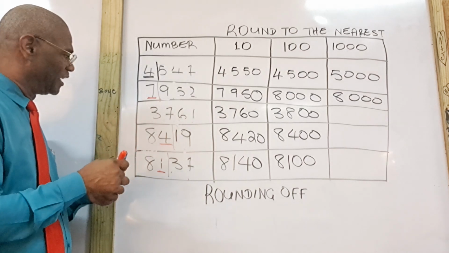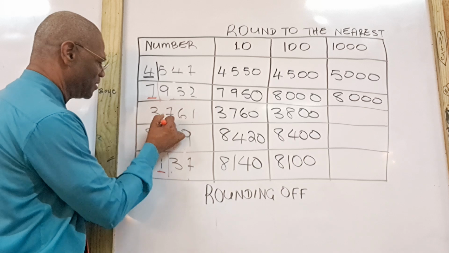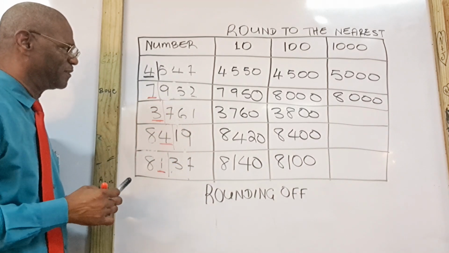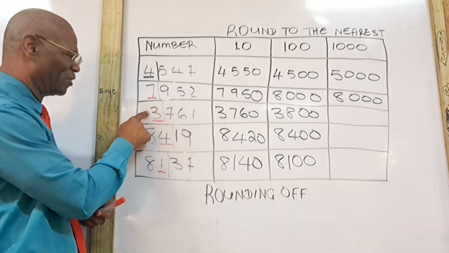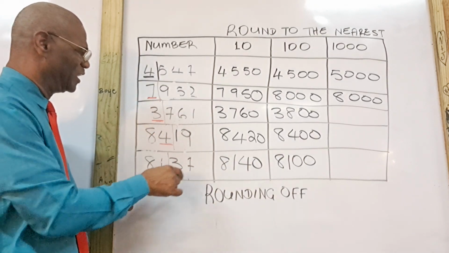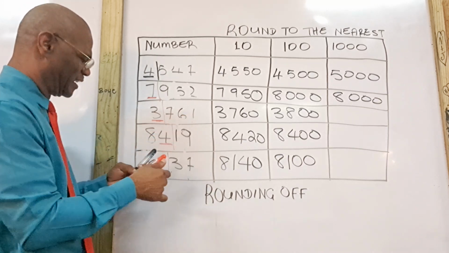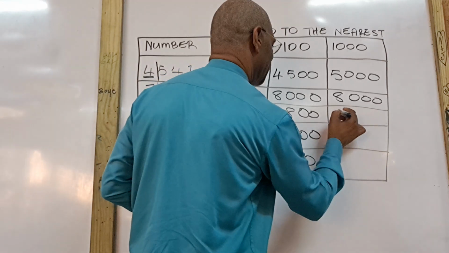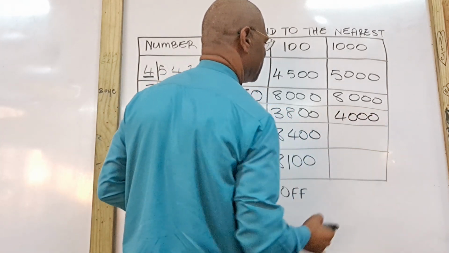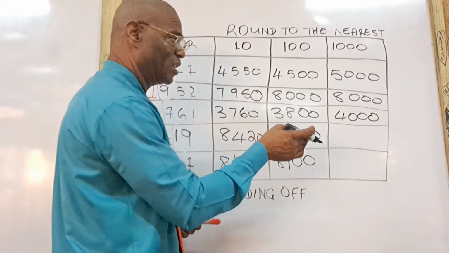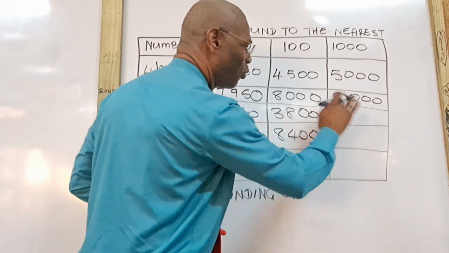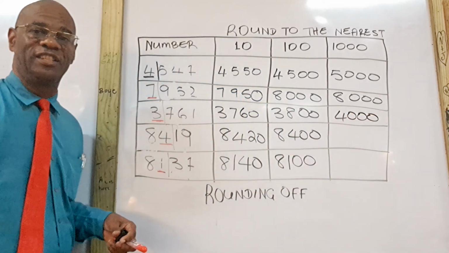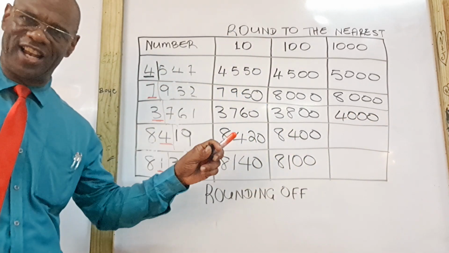Now, next one, we have 3,761. In the thousands place, we have a 3. Immediately to the right of it, we have a 7. Because it's 5 or more, we are going to add 1 to the 3 to make it 4. Then we discard these 3 digits and replace them with zeros. So we now have 4,000. Notice we cannot just write 4 because that would be just 4 ones. So we have to replace the discarded digits with zeros to keep the approximate value of the number.